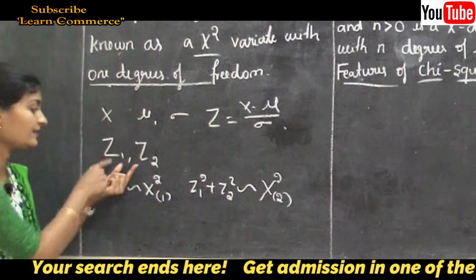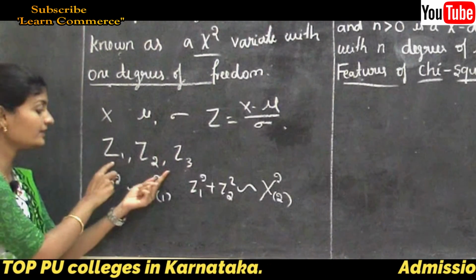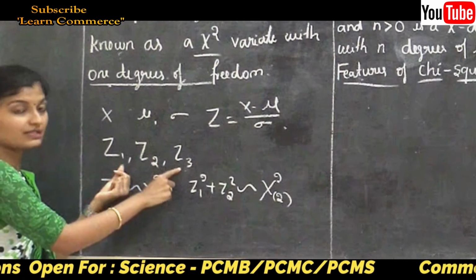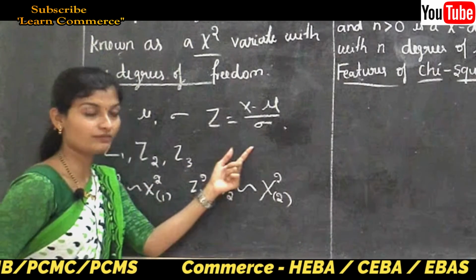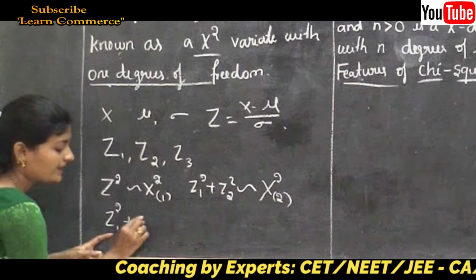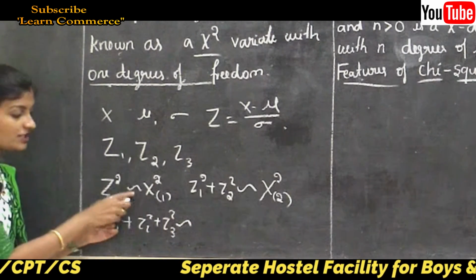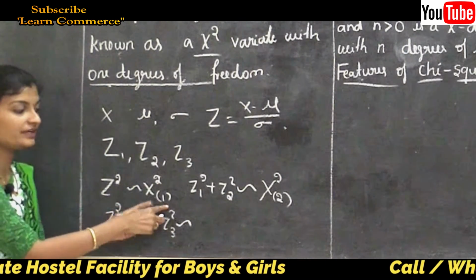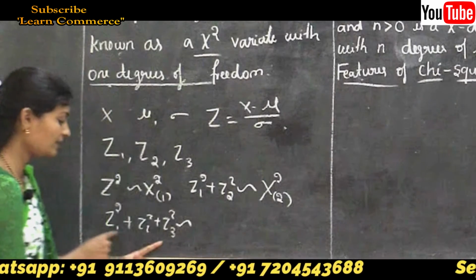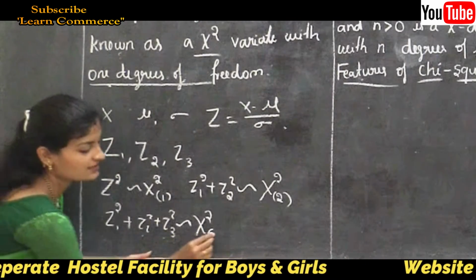Now if I take z1 comma z2 comma z3, here there are three observations, and these are independent standard normal variates. Then if I take the square, that is z1 square plus z2 square plus z3 square. If it is one observation, it follows chi-square with 1 degree of freedom. If two variables, chi-square with 2 degrees of freedom. Here there are three observations, so we can write chi-square with 3 degrees of freedom.